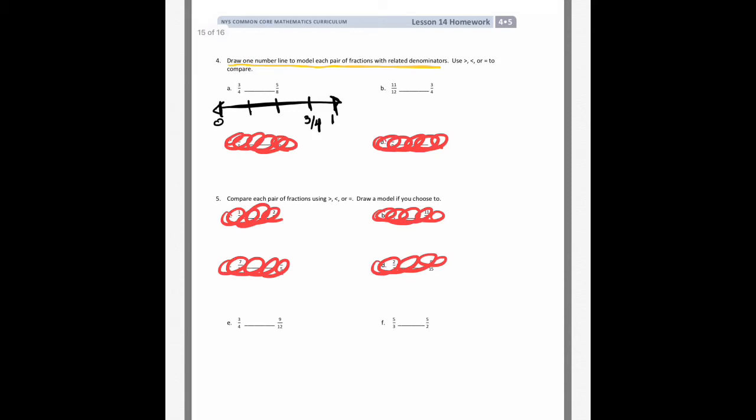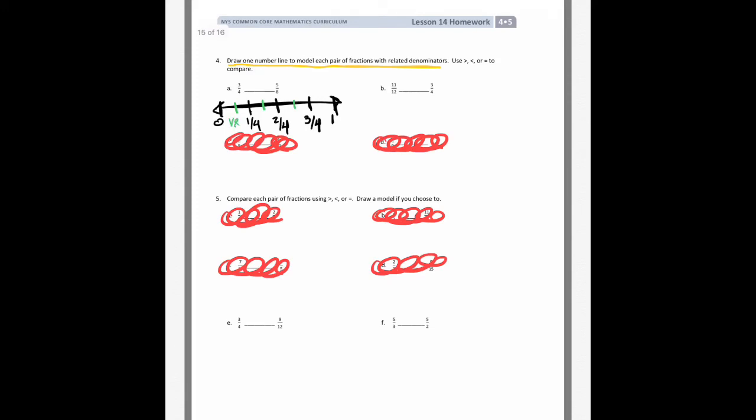And now I'm comparing it to 5/8. Well, an eighth is half of a fourth. We know that when we were talking about equivalent fractions. So I'm going to split each one of these fourths in half. And then I'm going to count to figure out where 5/8 is. Well, let me label them all. Here's 1/4 and 2/4.